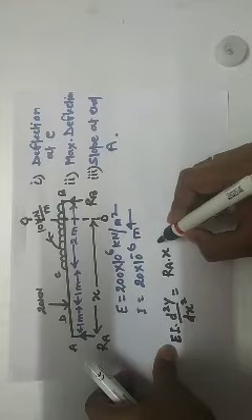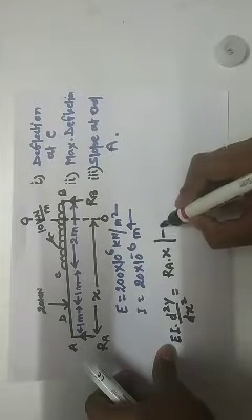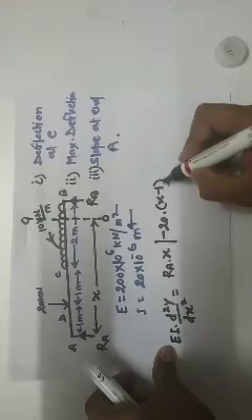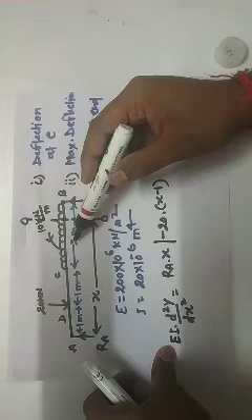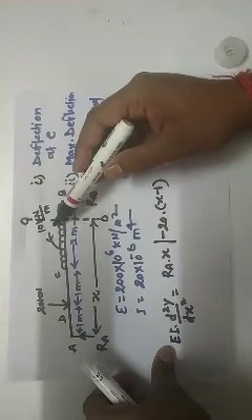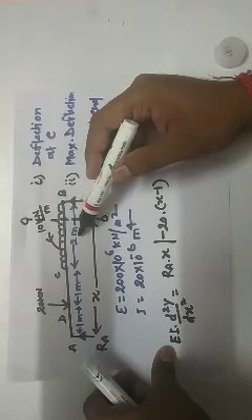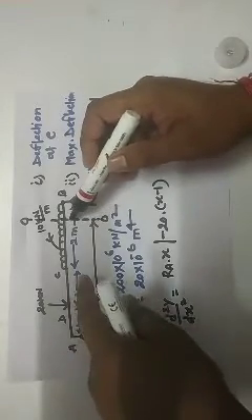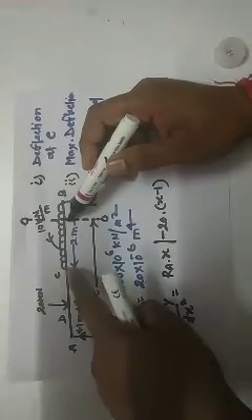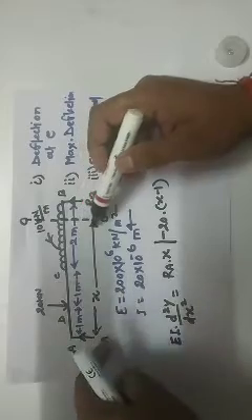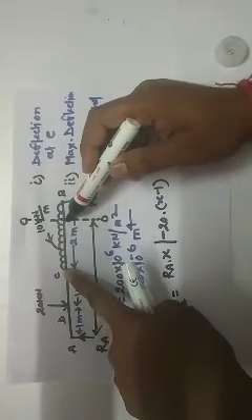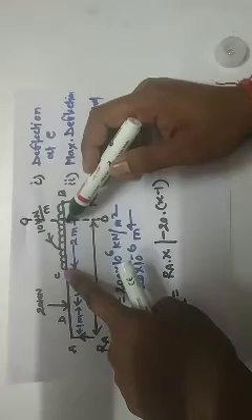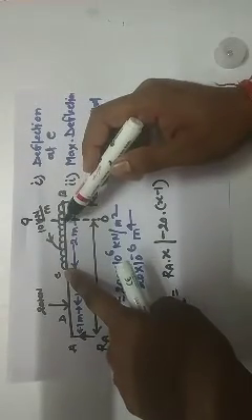The Macaulay bracket is this one, minus 20 into the distance, which will be x minus 1. Next is the UDL: 10 into 2, so 20 kilonewton will be the total load of this UDL. But we have to take the UDL of this length only, and this length will be x minus 2. So the total load of x minus 2 length of UDL will be 10 into x minus 2.